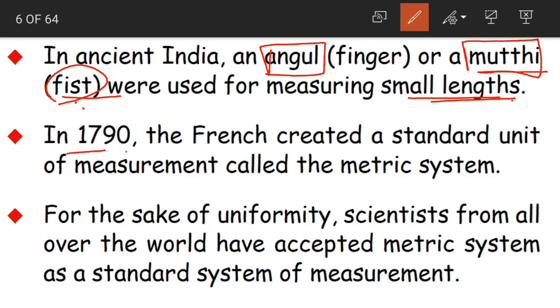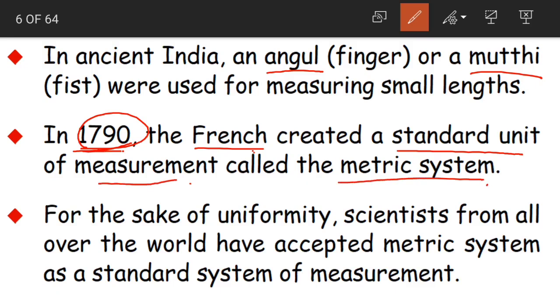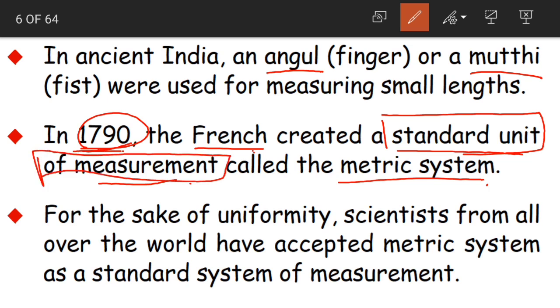In 1790, the French created a standard unit of measurement called the metric system. Now what happened? Before this 1790, people were using different units of measurement like this angle and muthi in India. Or what else did we learn? Foot, span, cubit, yard. Now all these were used. In 1790, the French people created a standard unit of measurement called the metric system. Standard unit of measurement, that means it will be the same.